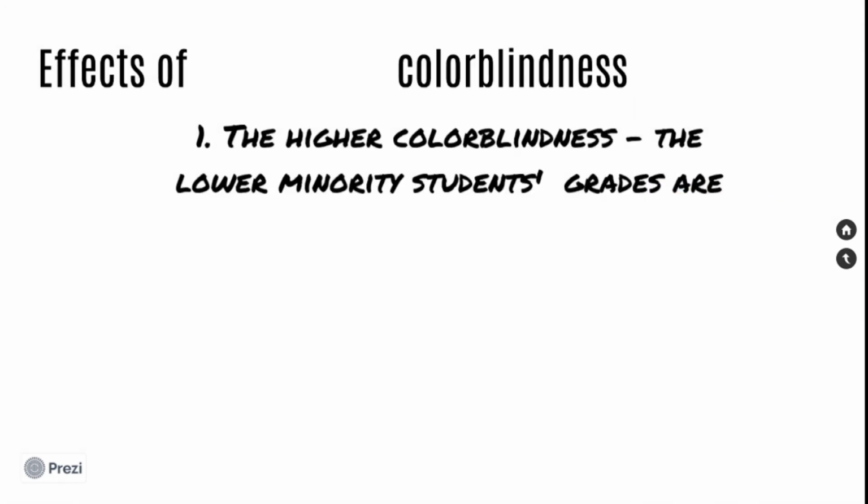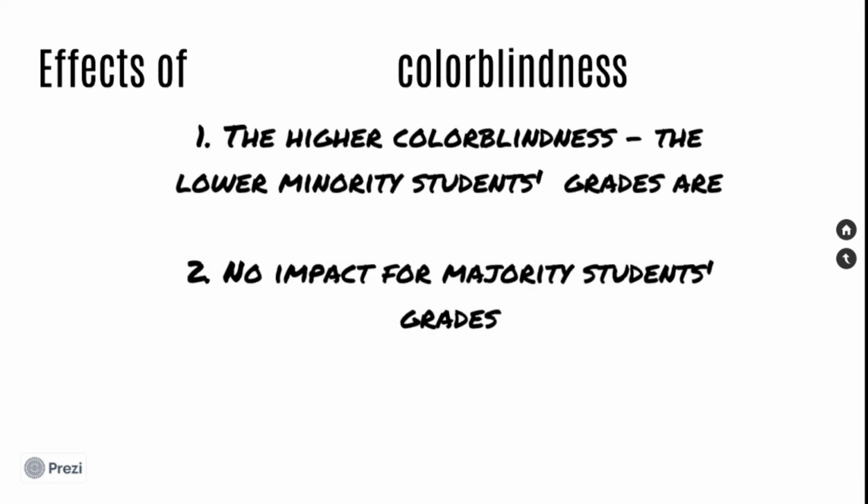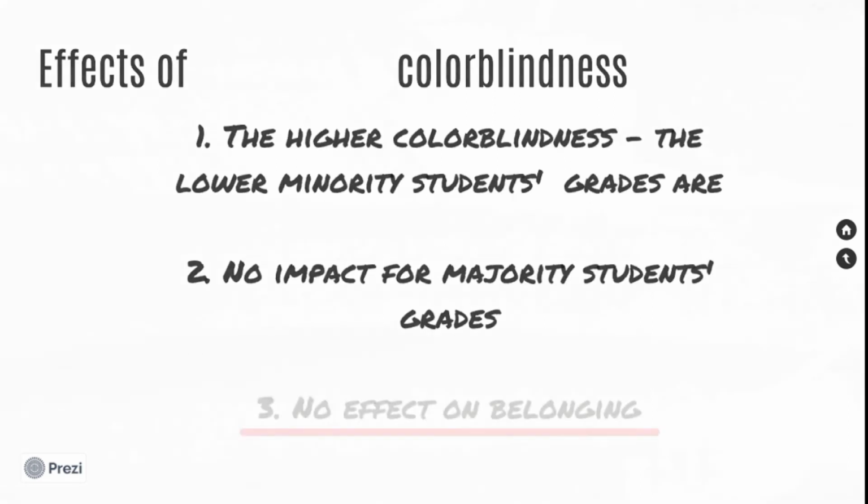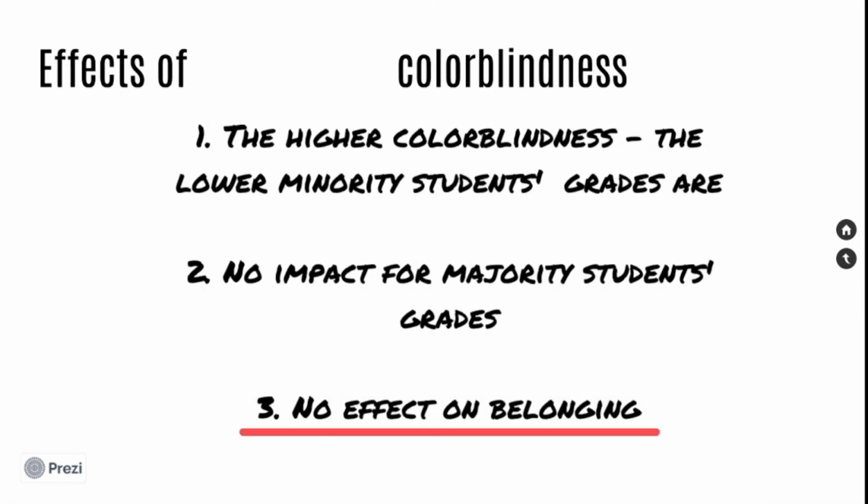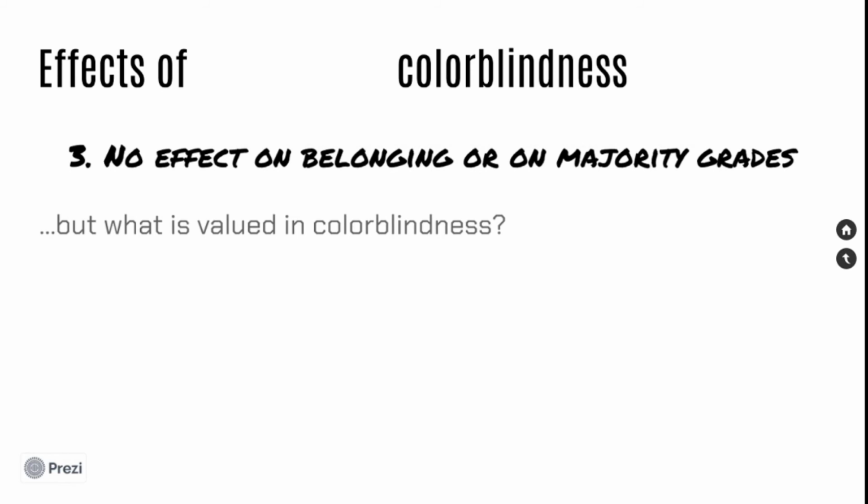Okay, so regarding colorblindness, there were three conclusions. First, the more colorblind the school, the lower the minority students' grades. Second, there was no impact on majority grades. And third, there was no impact of colorblindness on belonging. And this is curious because it is inconsistent with other studies where colorblindness correlated positively with majority belonging and achievement.